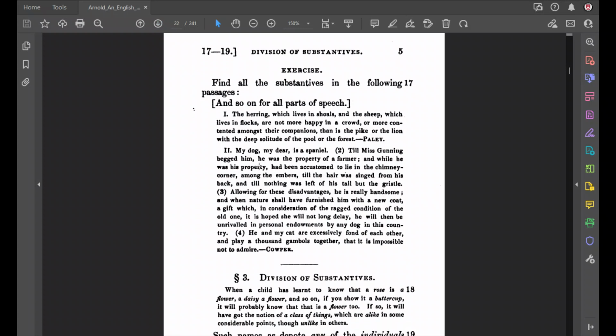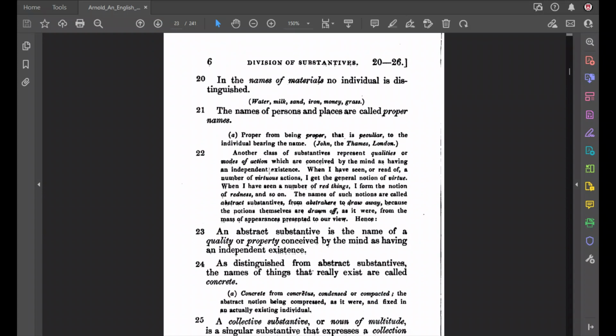We then went on to lesson 3, where we learned about the division of substantives. We learned about the different kinds of substantive nouns that exist. The first division, we said, was between common and proper nouns. Common nouns name a class of things which are common to many different objects or ideas. Those are called common nouns. And then we also learned about proper nouns, nouns or names that are proper or peculiar to an individual.